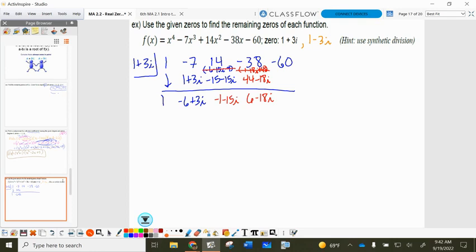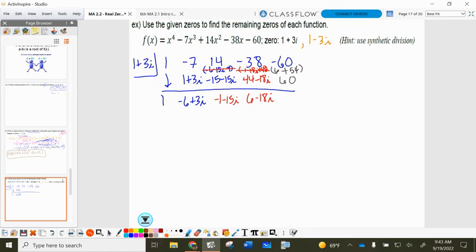Again, I can do my intermediate step if I like. So 1 and 6 is 6. That's going to give me 18i and negative 18i, which cancel each other out. And then 3i times negative 18i is going to be negative 54i squared, which is positive 54. Now look what just happened here. 6 plus 54 is 60.